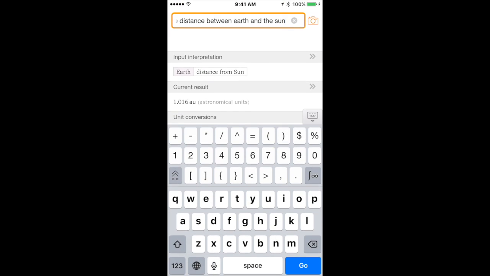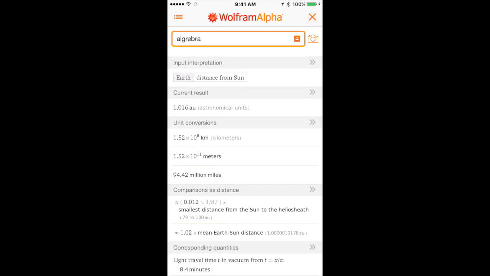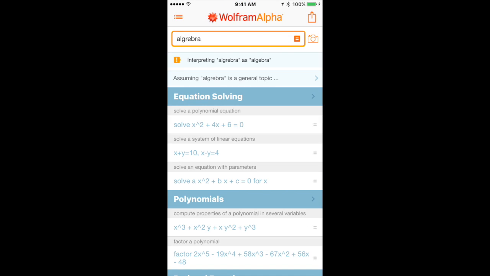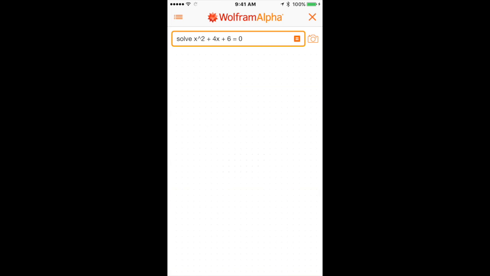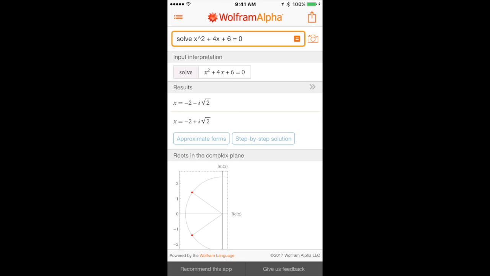For my use in the classroom, we use it for math classes since I teach math, and you could just go algebra, and it will give you all the different algebraic subjects. Solve an equation and solve a system of equations, which we do with our students these days. So for example, solve an equation: you ask it to solve x squared plus 4x plus 6 equals 0. What's the solution to that equation? And it gives you the solution.